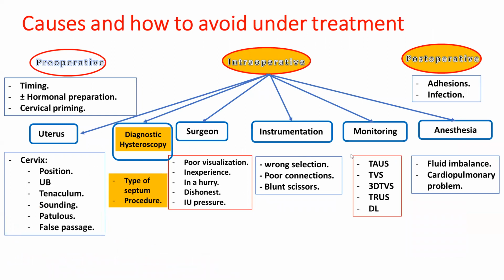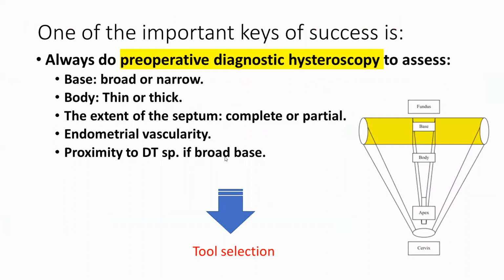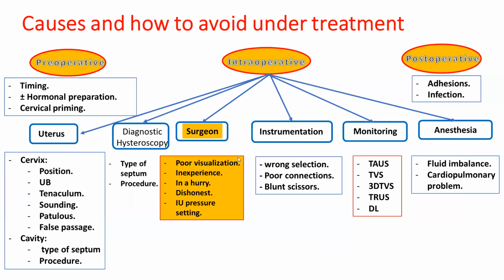Also, I told you, you have to use diagnostic hysteroscopy prior to any operative intervention. Diagnostic hysteroscopy pre-operative and post-operative is mandatory. The diagnostic hysteroscopy is important to know the type of the septum, its base, broad or narrow, body thick or thin, apex complete or incomplete, also proximity to the ostium and Darwish triad, in addition to vascularity of the endometrium. All these findings are very helpful during incision of this septum.